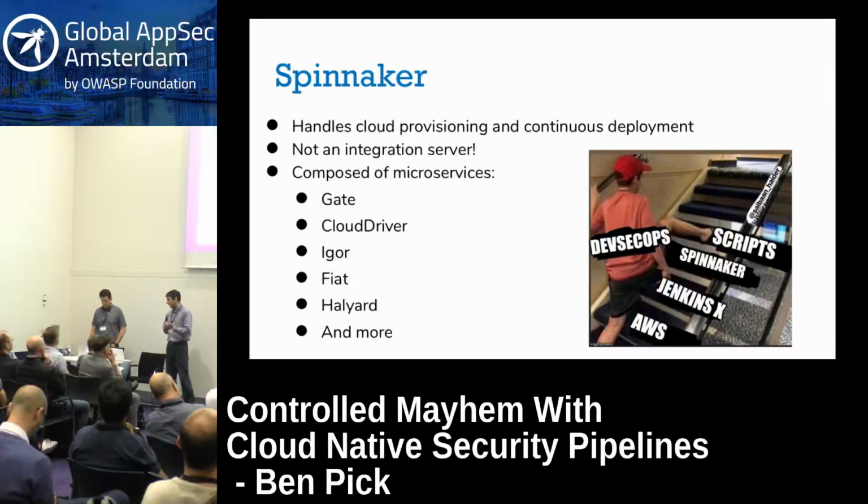So you have Gate, you have Cloud Driver, Igor, Fiat, and Halyard. Now, Halyard is the configuration management service, which configures all the other services. Fiat is the authorization service, which checks to make sure whether or not something has, say, service level access and queries it before running anything important. Then you have Gate, which is the API manager. The API gateway itself. And I believe that's everything. Passing off to Jack.